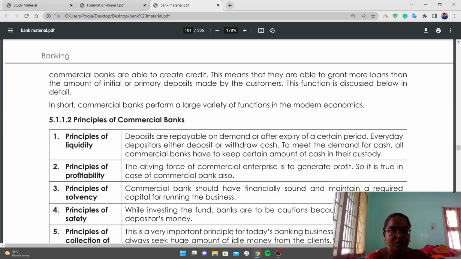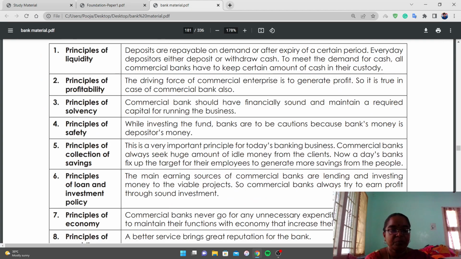And principles of commercial banks. There are some principles of commercial banks. First one is liquidity. Liquidity means deposits are made by the customers and the deposits are repayable to the customers at any time or on demand by the customers. That is, the customers are depositing money. As and when required, they approach the bank with a withdrawal slip, which means it is the duty of the bank to repay the money specified in the withdrawal slip. That is known as liquidity.